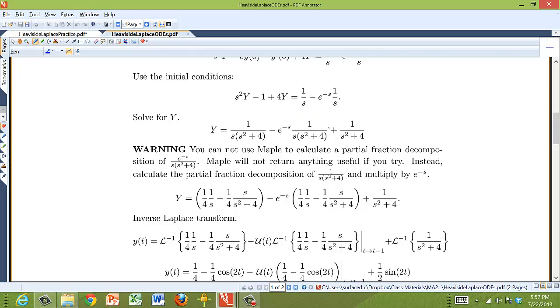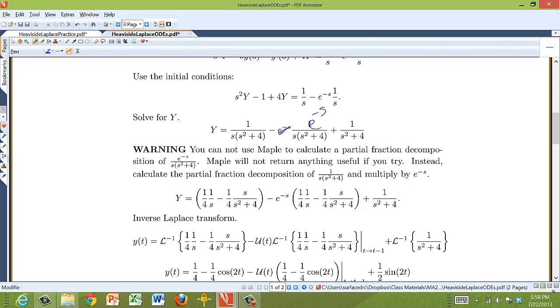You'll get to something that looks like this, and many of you will write it as e to the minus s over s times s squared plus 4. And you'll correctly think I should try to use Maple to do a partial fraction decomposition. And that's correct. But Maple won't return anything useful if you do that.